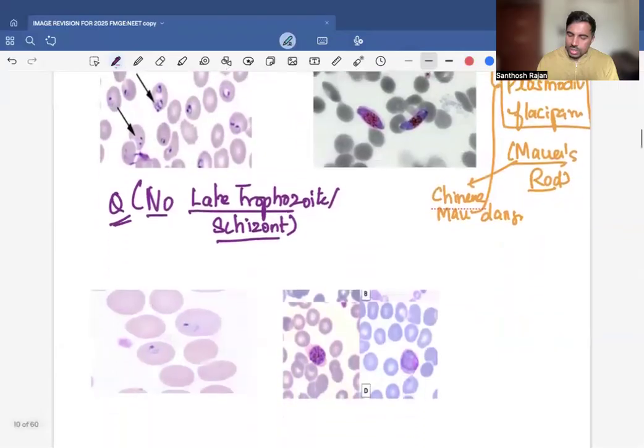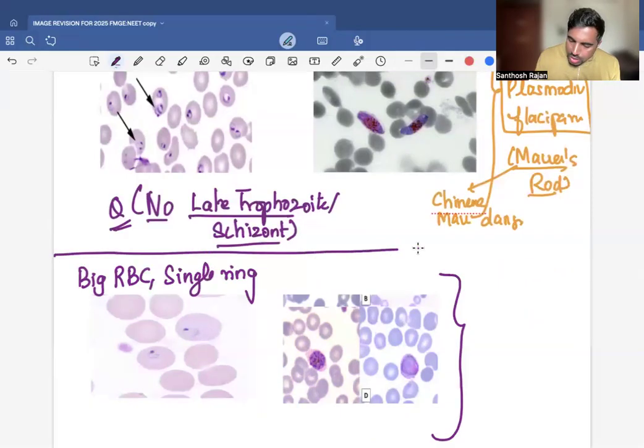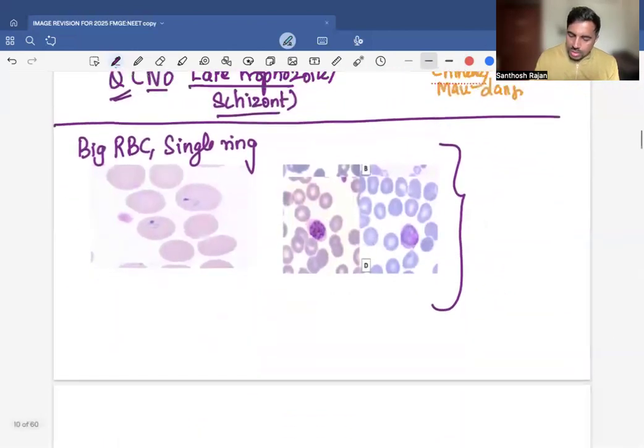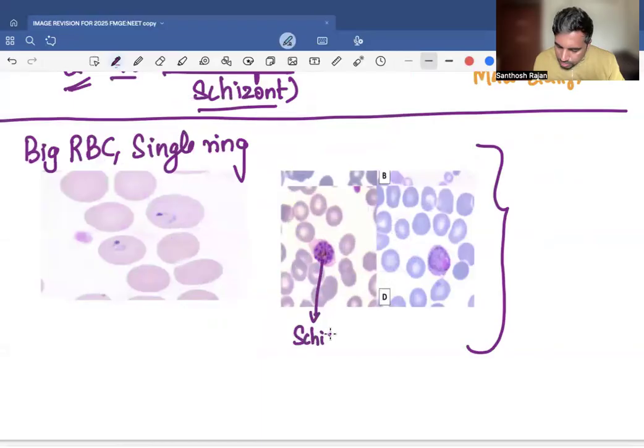Now, next one, look at this image. So this is again very important. Here you look, big RBC, you see only a single ring form, single ring. I'm going to put a dash here. Previously multiple rings, here you see only the single ring, and what else? You're seeing a gametocyte, an oval shaped gametocyte. Not banana shape, oval gametocyte, Schüffner's dots.